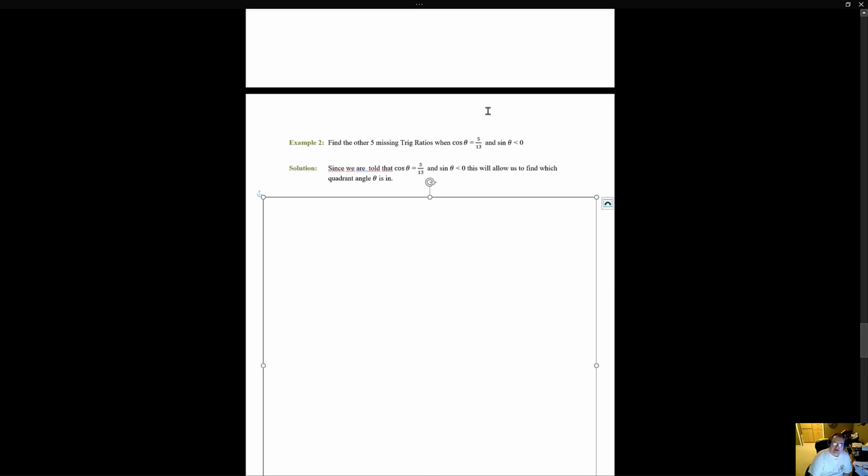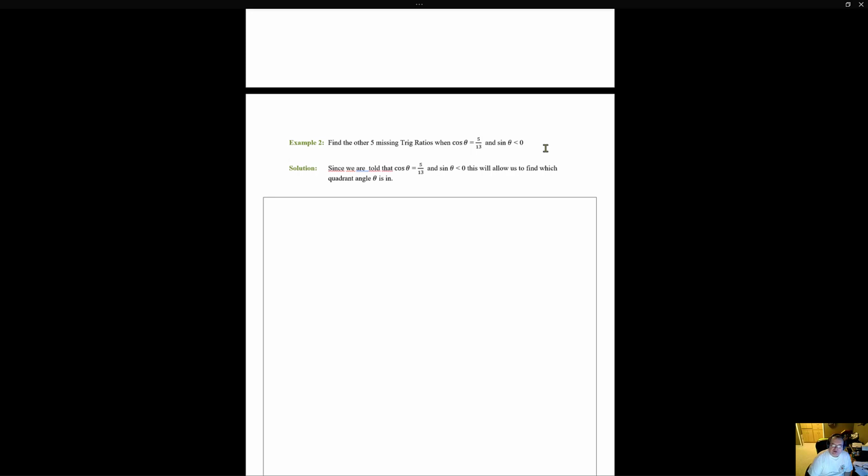Okay, this one. Let's see what it looks like. Example 2. We're being asked to again find the 5 missing trig ratios. This time you're telling me the cosine is 5/13 and that the sine of theta is less than 0. So knowing the cosine and knowing that the sine of theta is less than 0, you put them together and you should be able to get what quadrant theta is in.